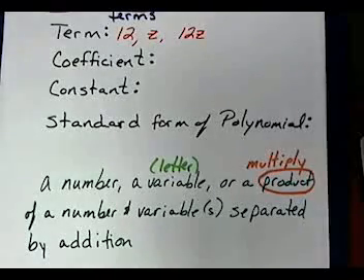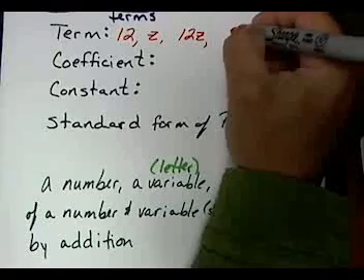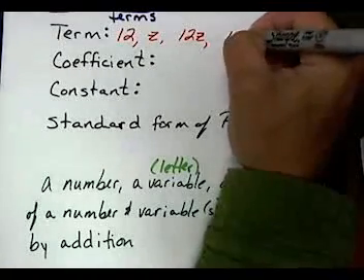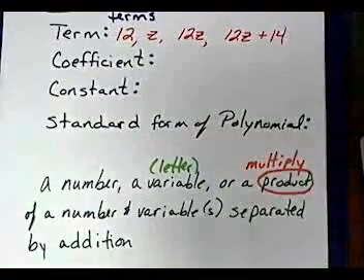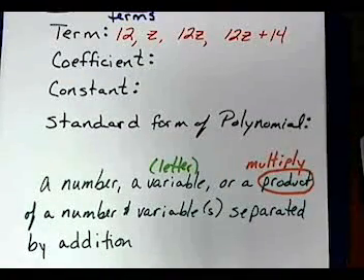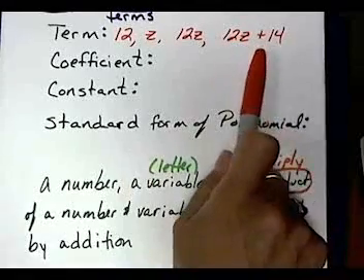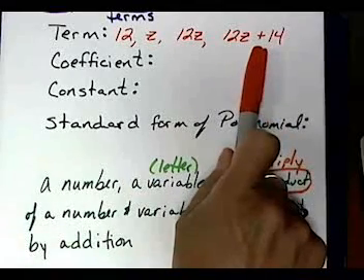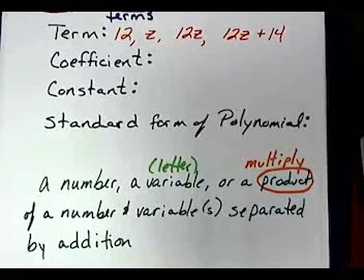And then we can put these terms together. So I can put a few terms. I can say, okay, how about 12Z plus 14? Now I have two terms. 12Z is a term and 14 is a term. And the two of them are separated by the plus sign. That's how one term ends and the next term begins.